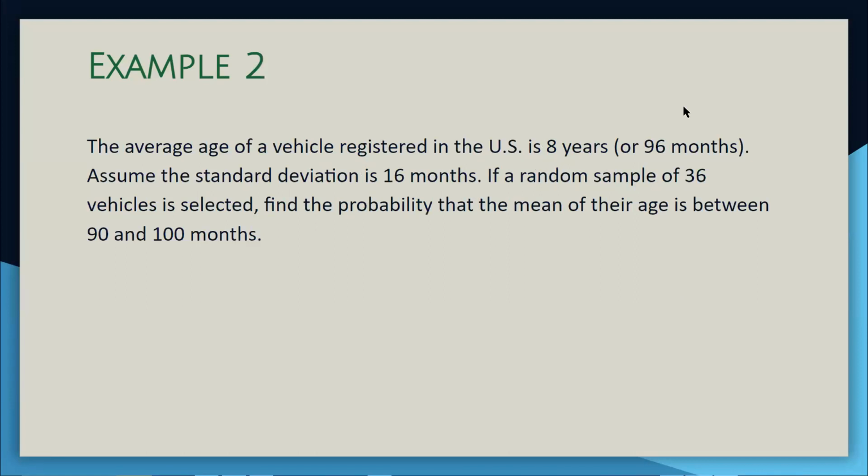Okay, example 2. The average age of a vehicle registered in the US is 8 years or 96 months. Assume the standard deviation is 16 months. If a random sample of 36 vehicles is selected, find the probability that the mean of their age is between 90 and 100 months.